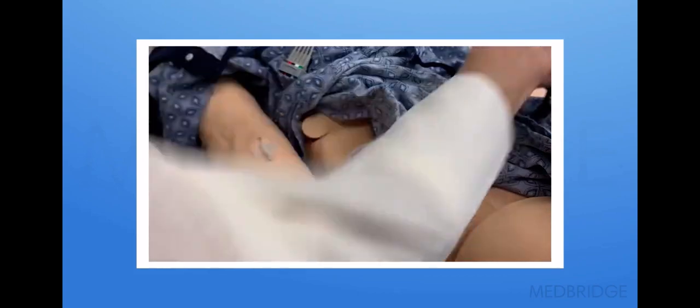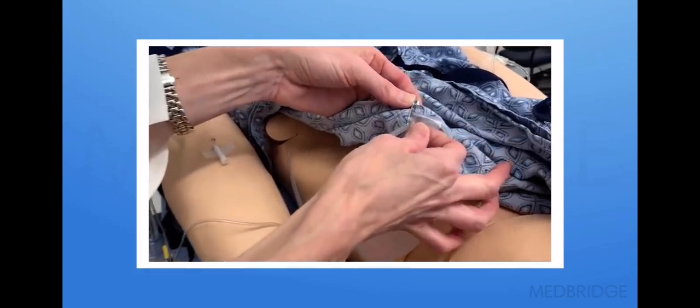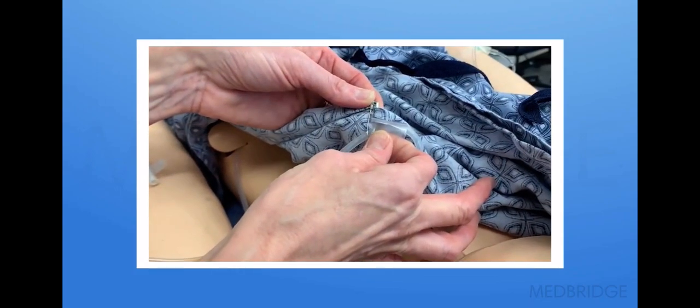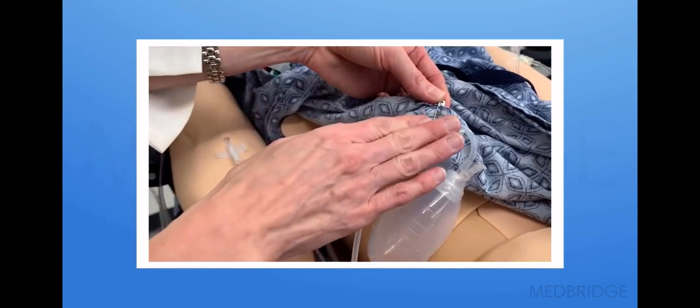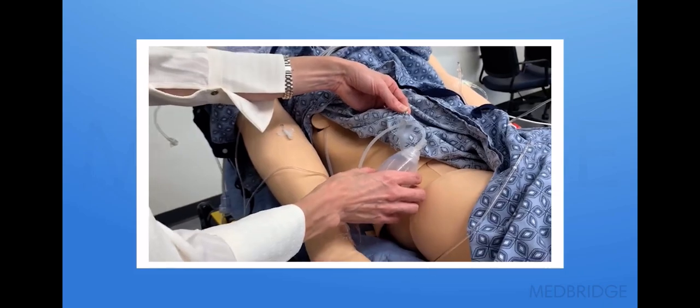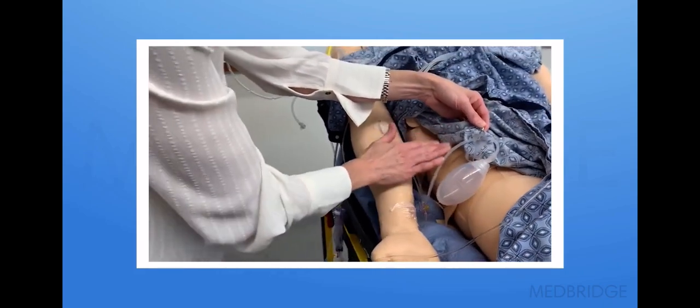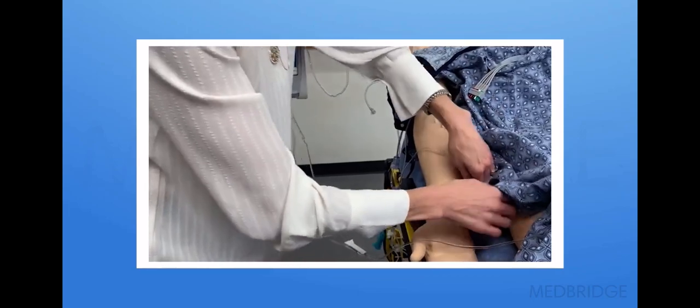These are typically not secured in any formal way, but if you can see, this one has a safety pin so that it can be attached to the gown prior to mobility. You want to make sure it's attached below the site of insertion so it properly drains, and also that it's not pulling on the patient. So you could tape it, pin it. You just want to make sure it's secured in some type of way.